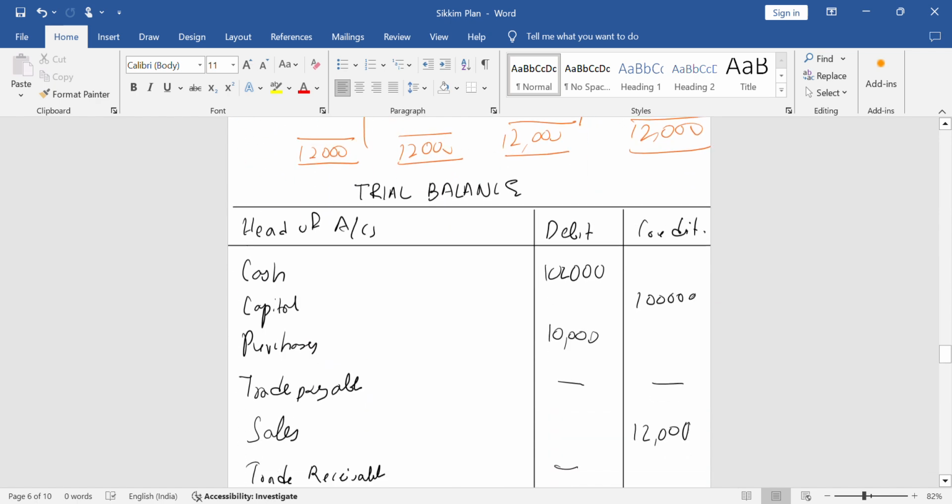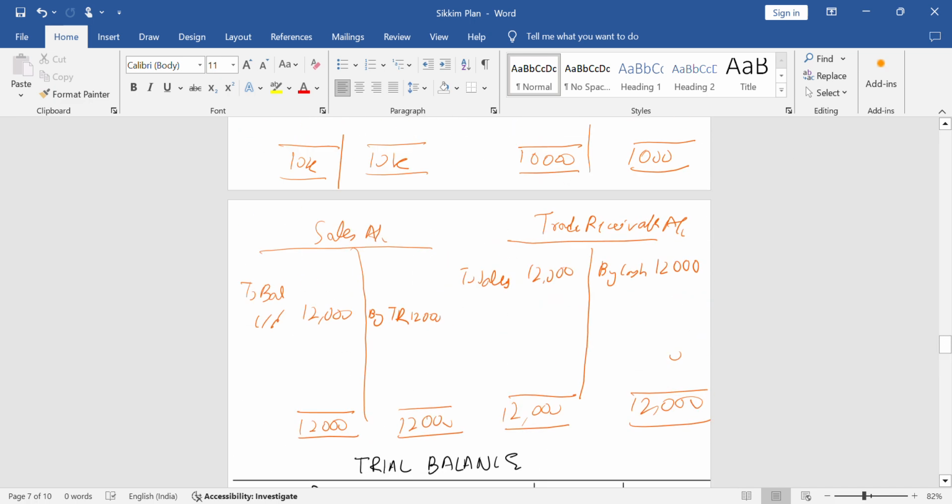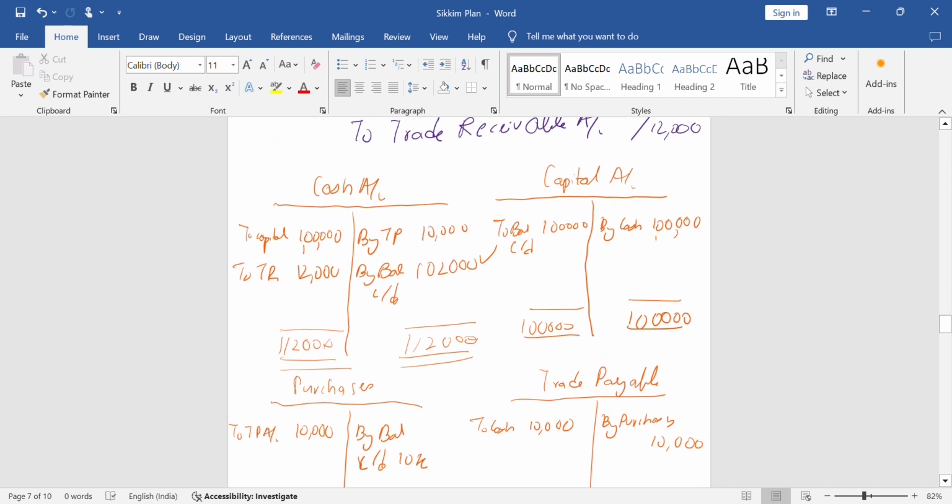So in trial balance, what you have to do, you will make this kind of a format: trial balance, head of accounts, debit, credit. Cash account, you will go to the cash account, you will see what is left. So in case of cash account, we have 1 lakh 12,000. Total comes 1 lakh 12,000. Whereas trade payable on this side was just 10,000, so we have deficit of rupees 1,02,000 because both the sides will be equal always, just like balance sheet.